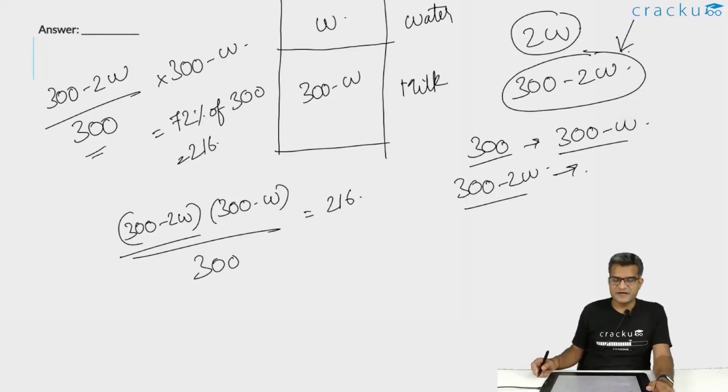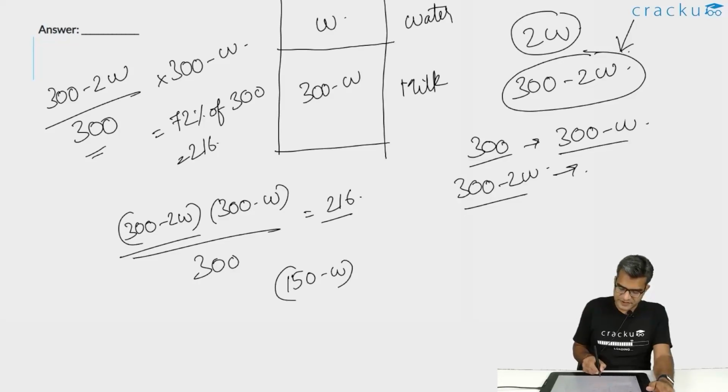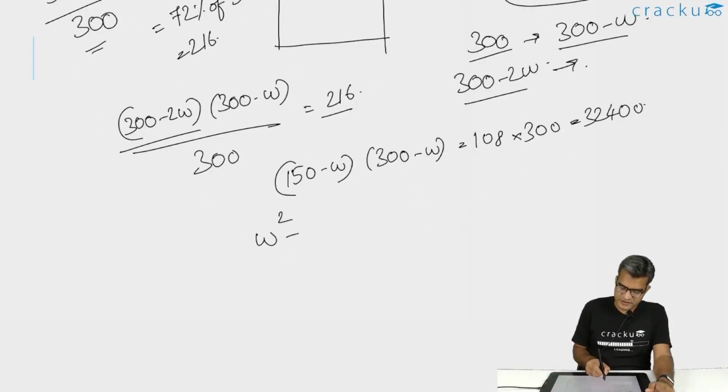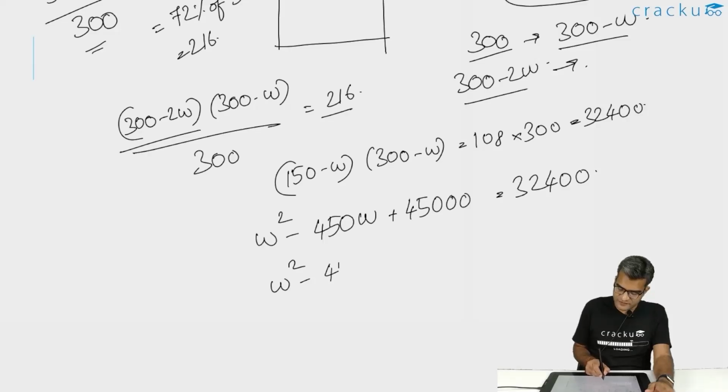You can divide this by 2, you can divide this by 2. So we will be left with 150 minus W into 300 minus W is equal to 108 into 300. 108 into 300 is 32400. So the required equation is W square minus 450 W plus 45,000 is equal to 32,400, or W square minus 450 W plus 12,600 is equal to 0.